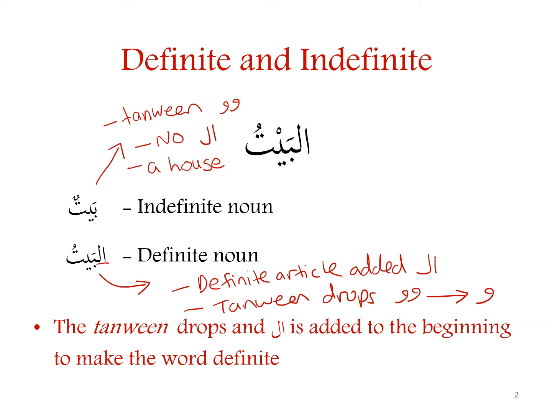You can never have the alif lam with a tanween on that same word. That is grammatically incorrect in the Arabic language. So al-baytu means it's no longer a house, it is the house, which is why it's called a definite noun, because it's referring now to a specific house. So to sum up, an indefinite noun becomes definite by this process. First the tanween drops and alif lam is added to the beginning, and then that makes the word ma'rifah.